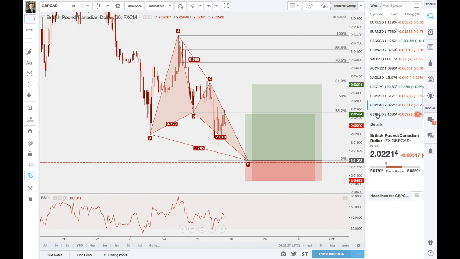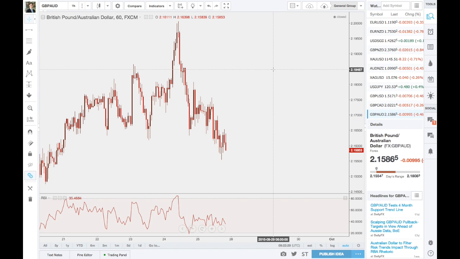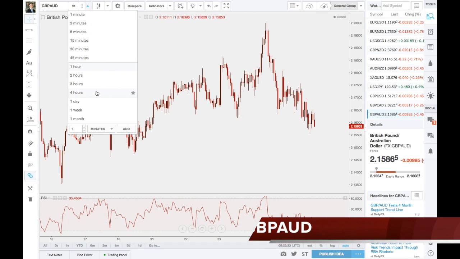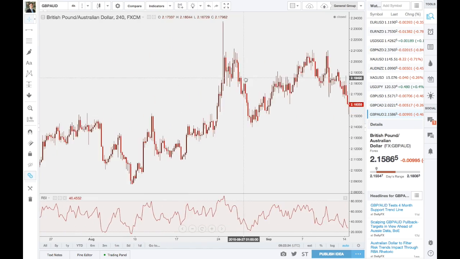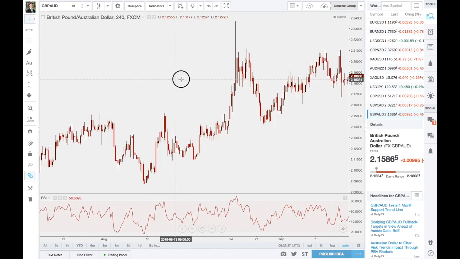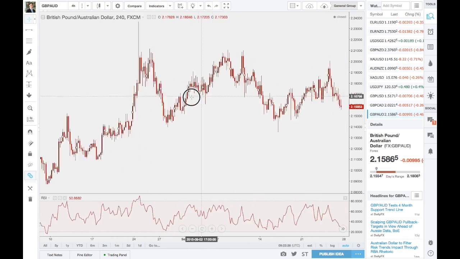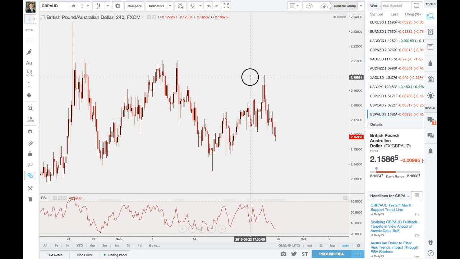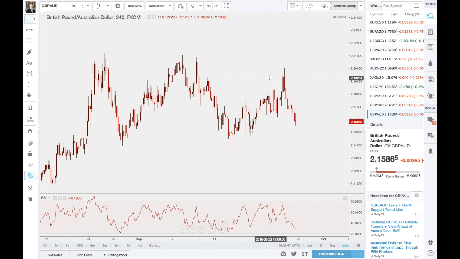Right, the last pair that I want to go through in this video is the pound Aussie. So let's go through what's happening on the upper time frame as well. You can see that pound Aussie is pretty much still in an uptrend, but in the previous few weeks, what it's been doing is bouncing up and down. Basically, it's in a range-bound market. But the overall sentiment is still towards the upside.